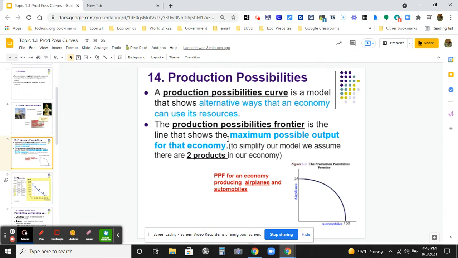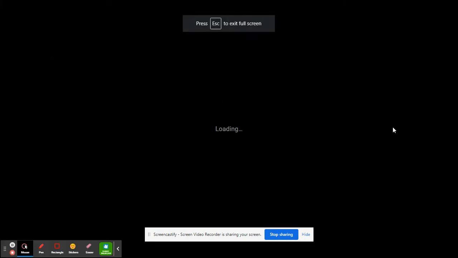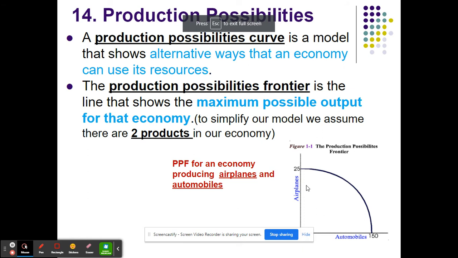So now we're going to open this one, and we're going to view in present mode a little bit and take a look. This is a PPF for an economy that's making planes and cars. So you see, as they produce more cars, they produce fewer airplanes, and as they produce more airplanes, they produce fewer cars.